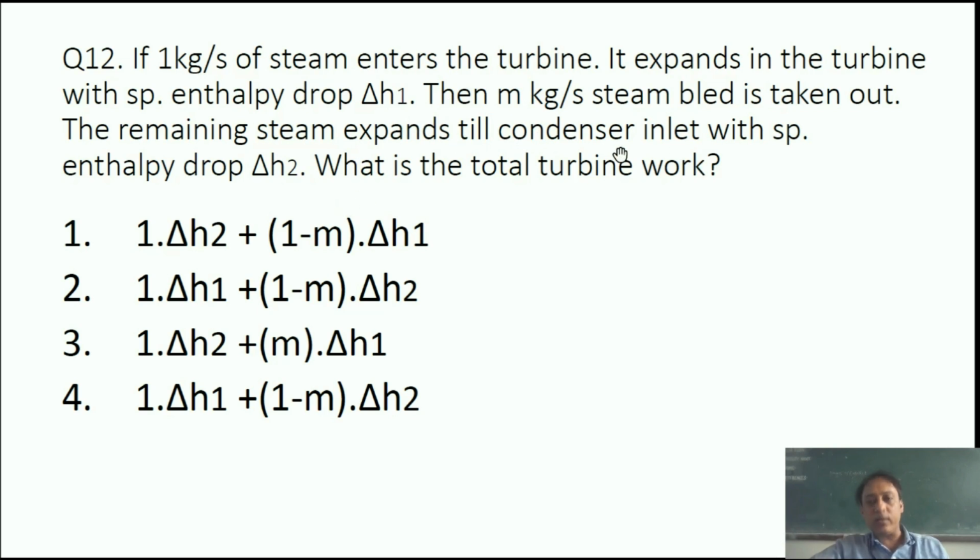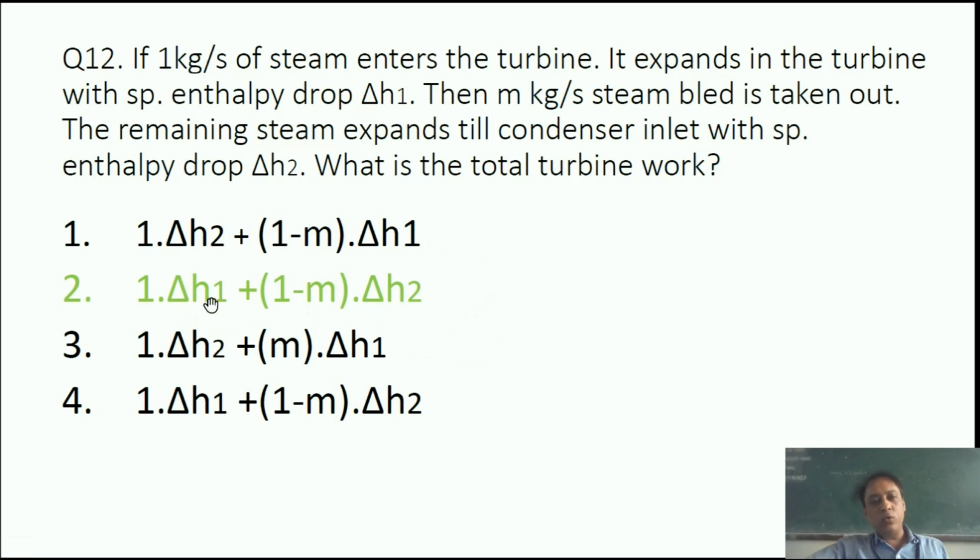What is the total turbine work? Go through these expressions. The correct answer is 1 into del H1 plus 1 minus m into del H2. The reason being that steam is entering with amount 1 kg per second. Up to some point of the turbine, the specific enthalpy drop is del H1, that is in kilojoule per kg. So up to that much expansion, the work done is this.